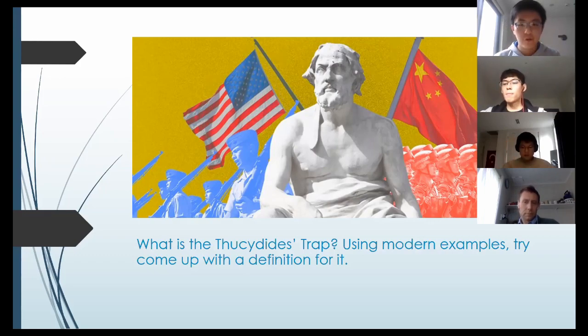When you search up the Thucydides Trap on Google, you'll see that it's basically just America versus China, inevitable war. That's not really how you would define it. That's only one example of the Thucydides Trap. China versus the US is definitely a case of it, but it's this inevitable conflict between a rising power and a current power.